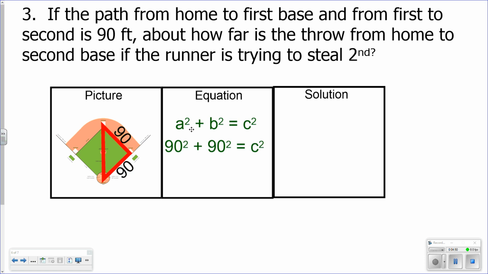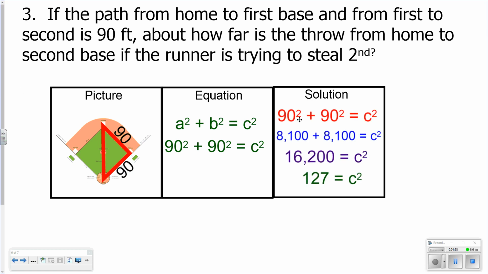So I'll plug in a and b, so we have a squared plus b squared equals c squared. Now I need to see how long c is. 90 squared is 8100, plus 90 squared is 8100, equals c squared. 16,200 equals c squared. I added 8100 and 8100. Then I'm going to take the square root of 16,200, and it's about 127 feet.